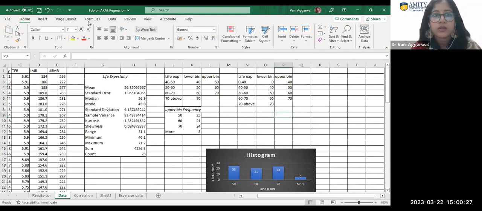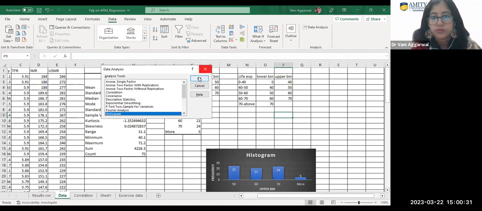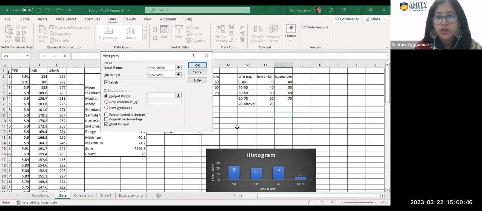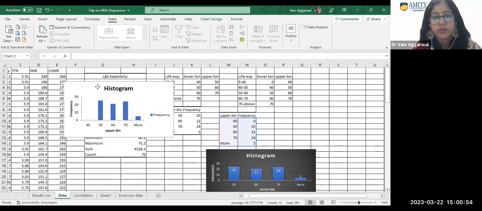Now I'll create the histogram. The input range is the same, the bin range is different now. Bin range is this. The output range is different. For example, I'll say this is my output range. So see, now this is my histogram.